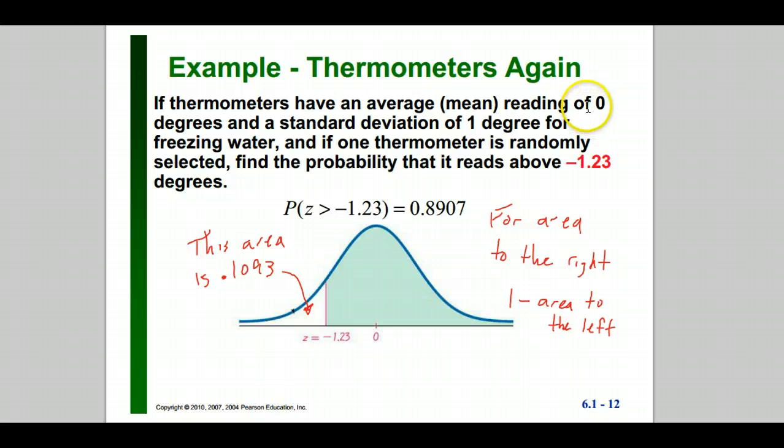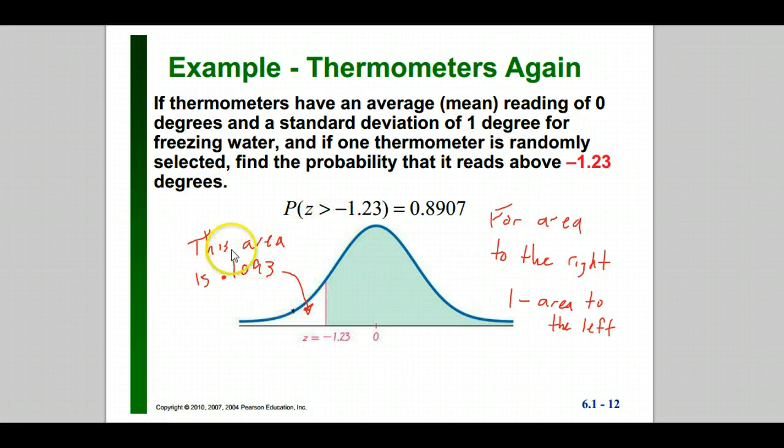Alright, here's another example that has thermometers. These thermometers are supposed to have an average reading of 0 and a standard deviation of 1, just to make them standard normal. We'll get into better applications later, where we're not forcing an application. But anyway, if we're randomly selecting a thermometer, find the probability that it reads above negative 1.23 degrees. It's supposed to read 0 for the freezing temperature of water, but it's reading negative 1.23. So what's the probability of that?